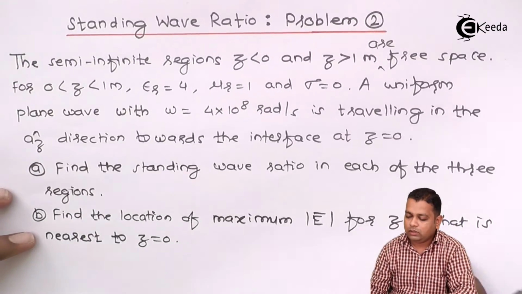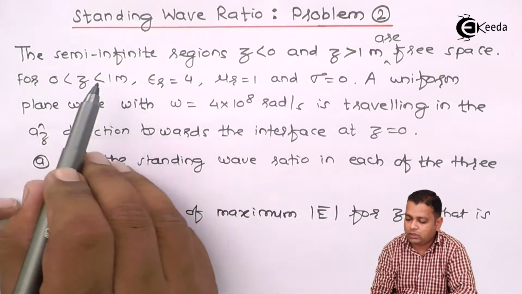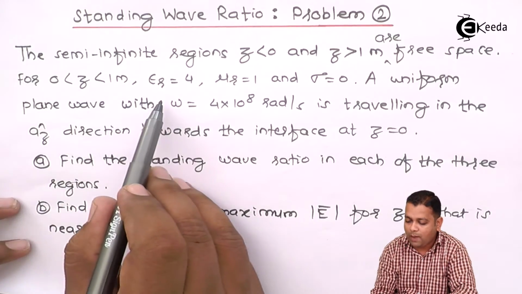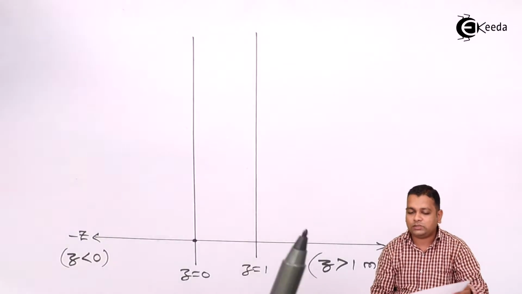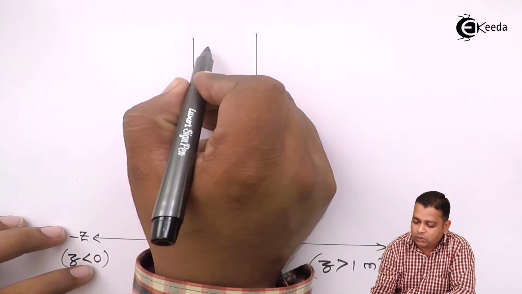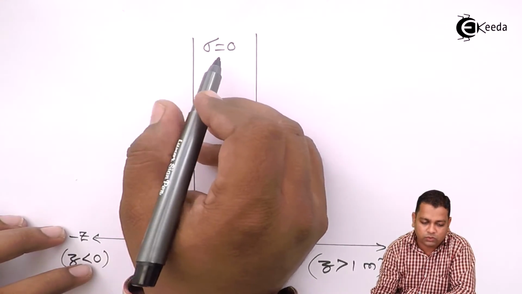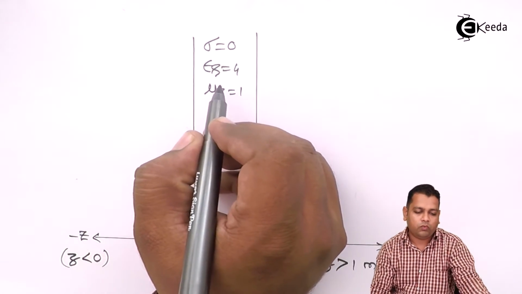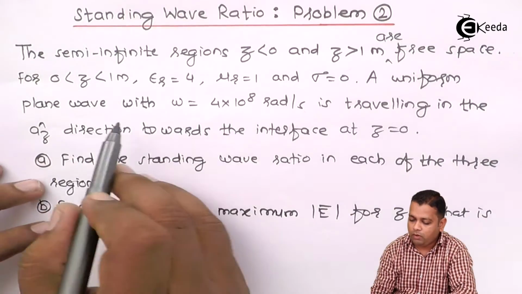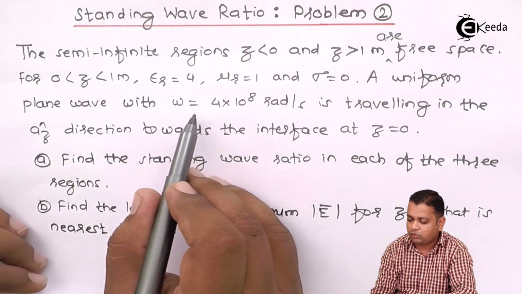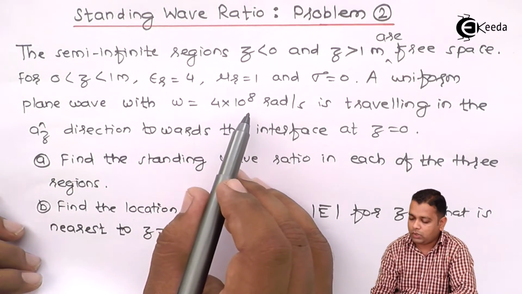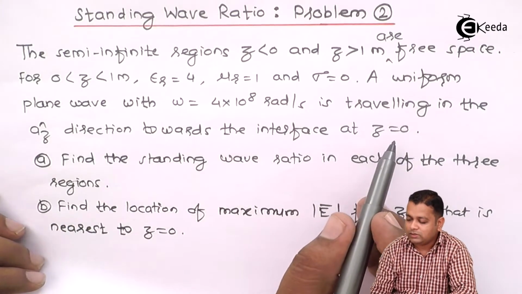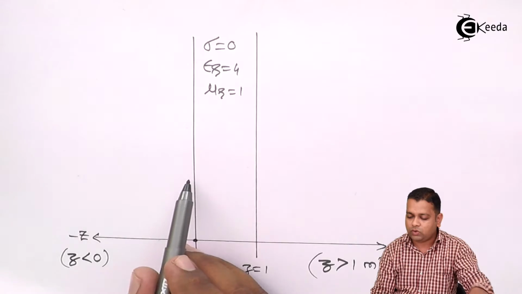Now in this particular region, in between these two semi-infinite ones, z ranging from 0 to 1 meter, we have epsilon r 4, mu r equal to 1, and sigma equal to 0. So in this particular region we write the values sigma 0, epsilon r equal to 4, and mu r equal to 1. Now a uniform plane wave with angular frequency omega equal to 4 into 10 raised to power 8 radians per second is traveling in az cap direction towards the interface at z equal to 0. So the z equal to 0 interface is here.